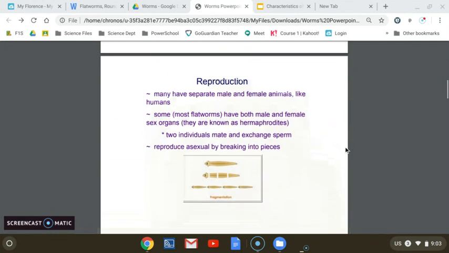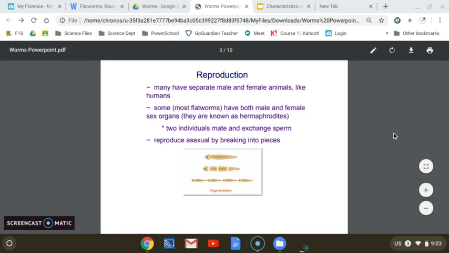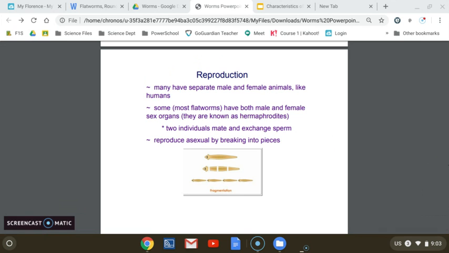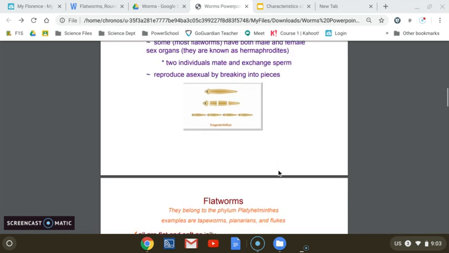So as far as reproduction goes, many of them have separate male and female animals like humans do. Some of them, which is mainly your flatworms, have both male and female sex organs. They are known as hermaphrodites. Two individuals mate and exchange sperm. They can also reproduce asexually by breaking into pieces. So like this one right here, you have the one worm, it breaks apart and makes 4 new worms. This is also called fragmentation.